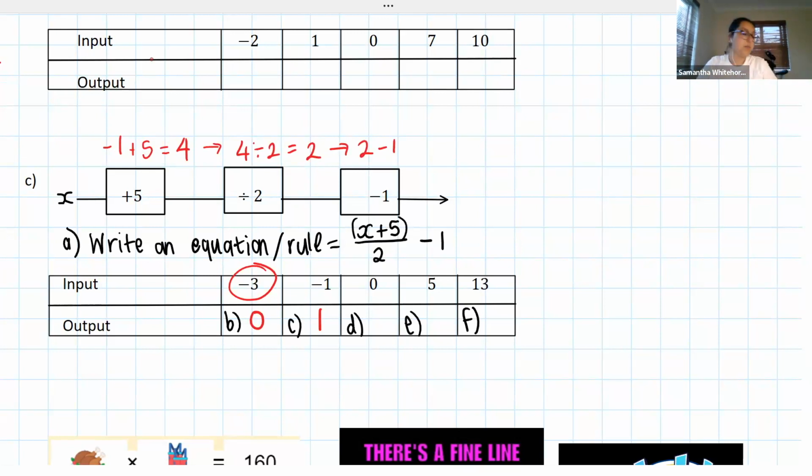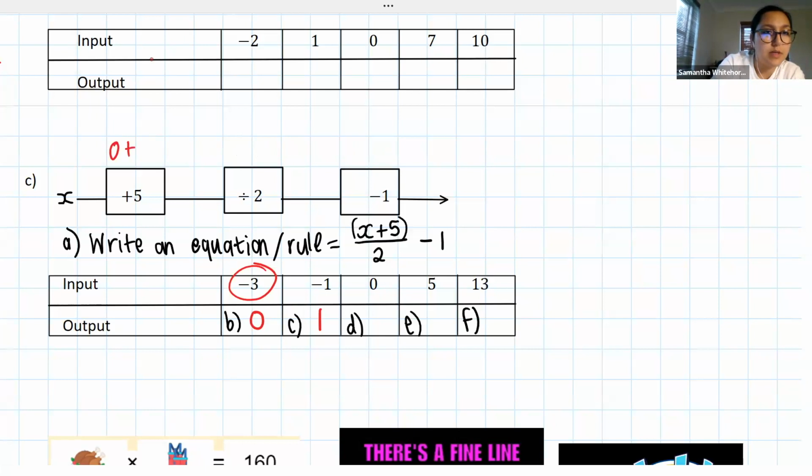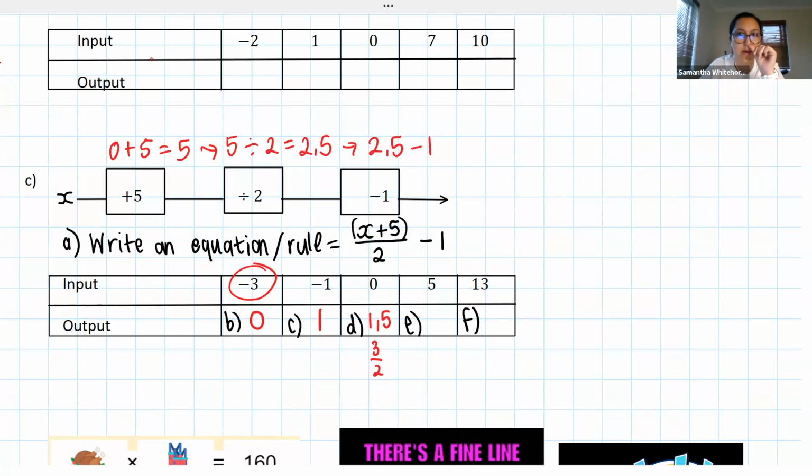Right, then we keep going. So 0 plus 5 is 5. Now careful, we need to write it in here. 0 plus 5 gives us 5. 5 divided by 2 is 2.5. And then 2.5 minus 1 gives us 1.5. If you wrote that as 3/2, that's also absolutely fine. If we then go to 5, 5 plus 5 is 10. 10 divided by 2 is 5, and 5 minus 1 is 4.